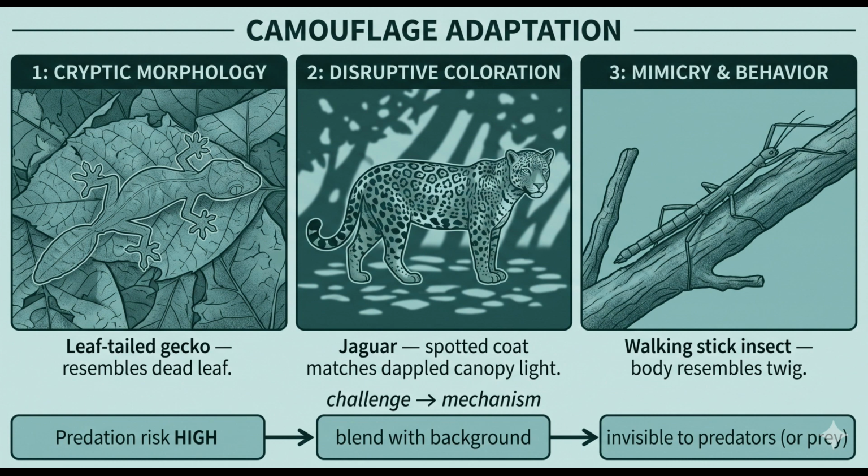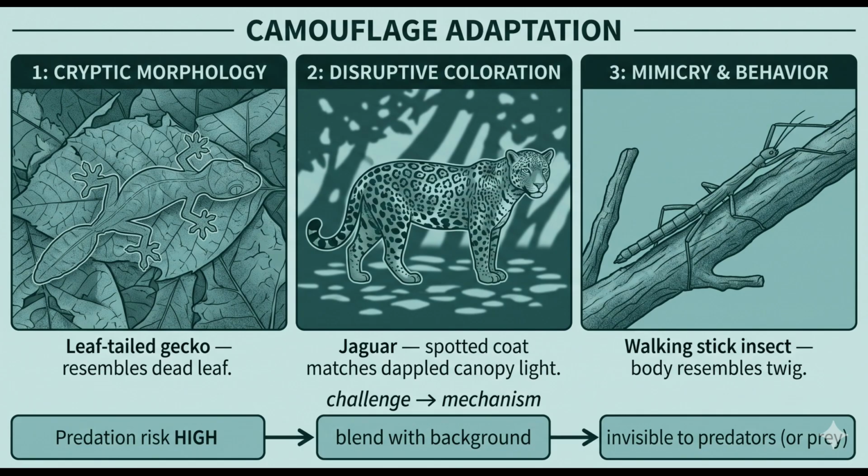Challenge. Predation risk is high in the rainforest. The visually complex environment, dense vegetation, layered light conditions, many hiding places, means detection is the central survival challenge for both predators and prey. Mechanism. Camouflage makes an animal nearly invisible against its background. Prey animals cannot be seen by predators and avoid being eaten. Predators can stalk prey without being detected, enabling ambush hunting.